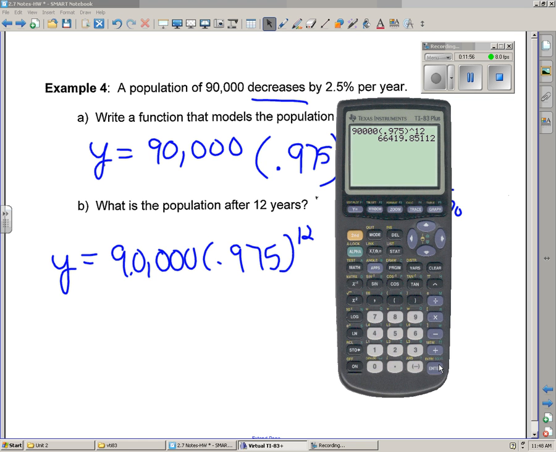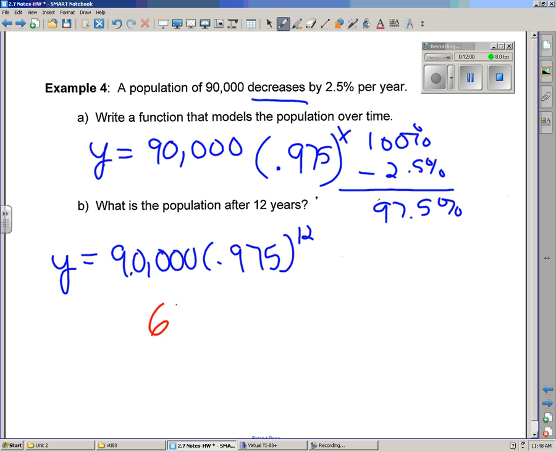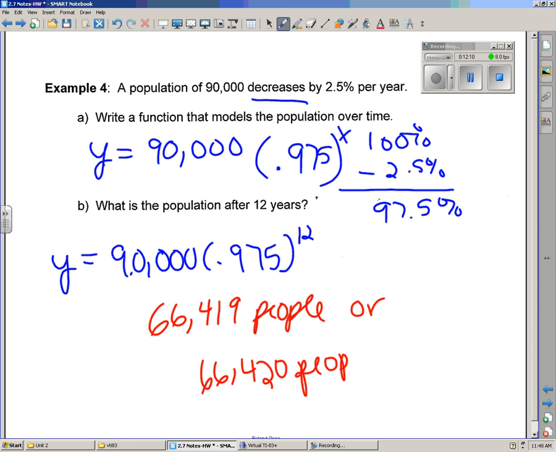So I'll take two answers here. So it's either going to be 66,419 or it's going to be 66,420. Okay, and that's it. So that should be hopefully enough to get you on with your homework.